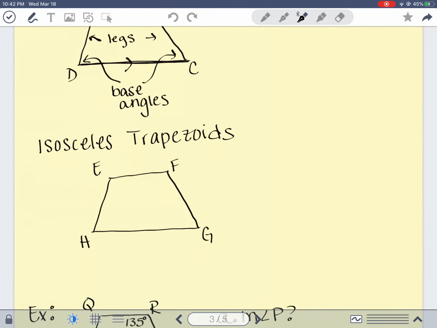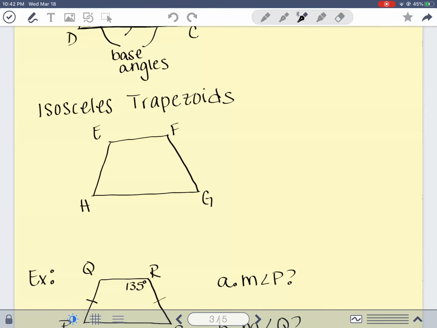More specifically, in an isosceles trapezoid, again we have the pair of opposite sides that are parallel. Again, these are called the bases. But the important thing is that these two legs are congruent, just like in an isosceles triangle. You have two of the sides that are congruent. In an isosceles trapezoid, you have the two legs that are congruent. A few things about isosceles trapezoids. It makes base angles congruent, so those two are congruent, and these two angles are congruent.